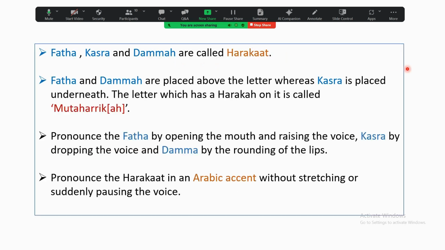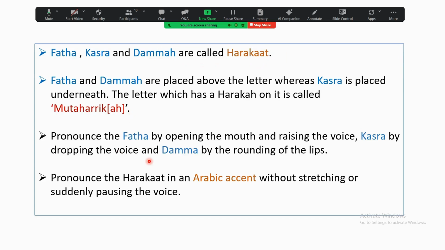A bit of information you see in front of you on the slide is that fatha, kasra, and dhamma are called the three harakat. Fatha and dhamma are placed above the letter, whereas kasra is placed underneath. The letter which has a haraka on it is called mutaharrik or mutaharrika. You need not remember it. I'm just telling you for the sake of information.